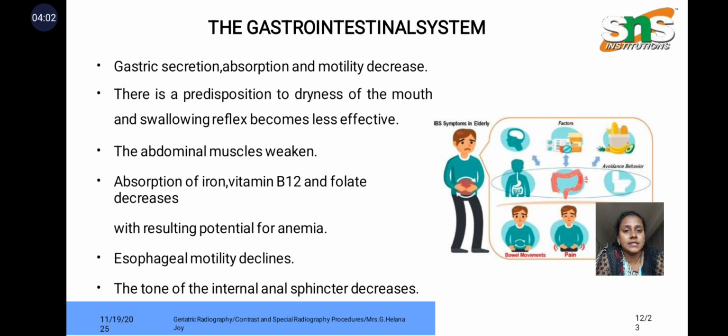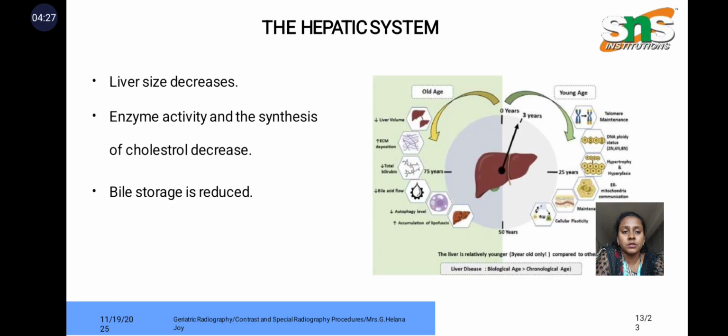In the gastrointestinal system, gastric secretion, absorption and motility decrease. There is a predisposition to dryness of the mouth, and the swallowing reflex becomes less effective. Abdominal muscles get weakened. Absorption of iron, vitamin B12 and folate also decreases. Esophageal motility declines, and the internal anal sphincter tone also decreases. In the hepatic system, liver size decreases, enzyme activity and the synthesis of cholesterol also decrease, and bile production and storage are reduced.